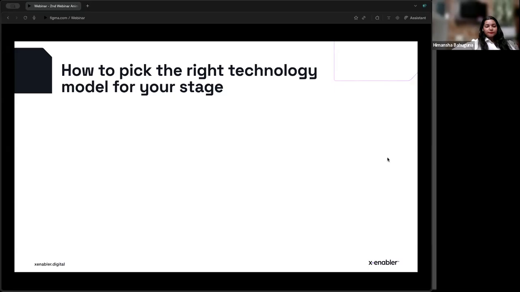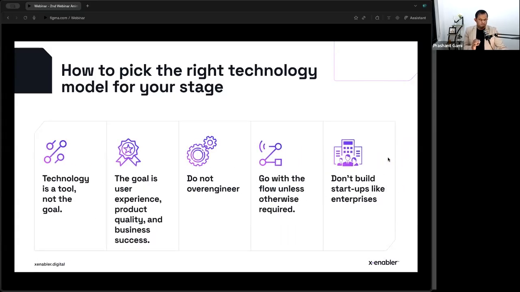Yeah, yeah. So how to pick the right technology for your stage? The right technology is a very, very subjective question. There's no right answer for everything. One size does not fit all.